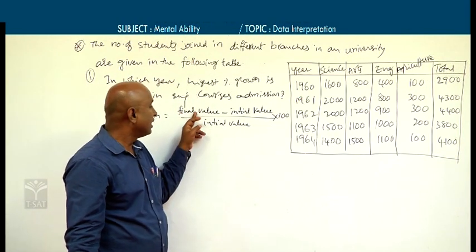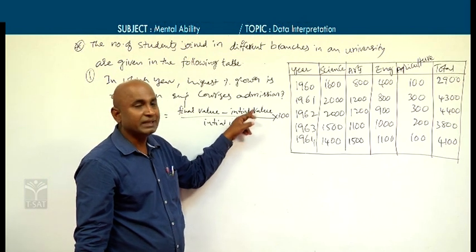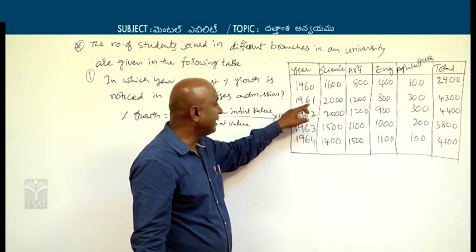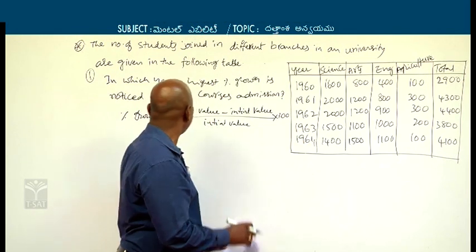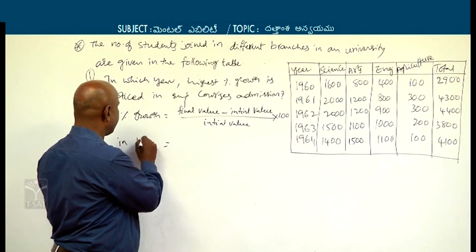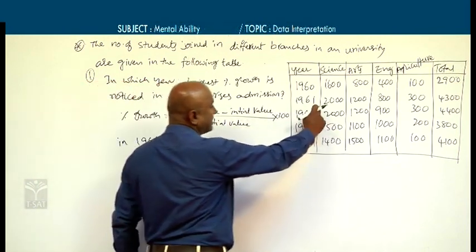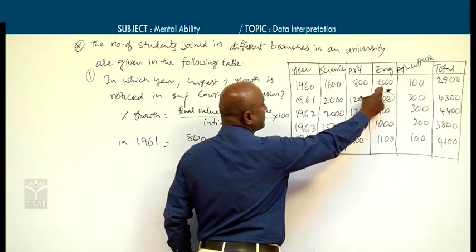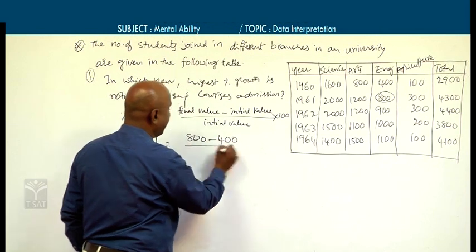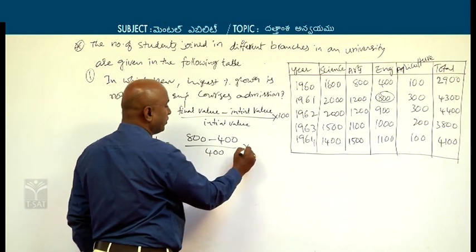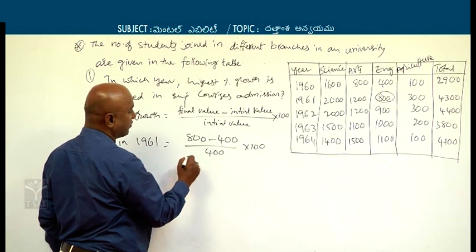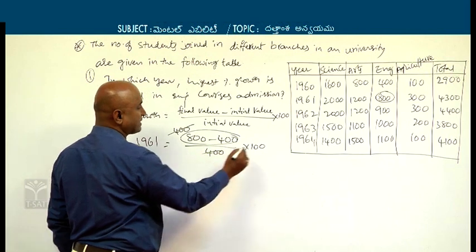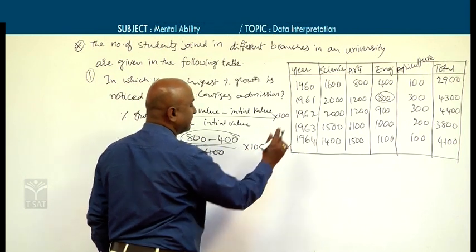For 1960, in order to find out that growth, rise in the growth, we cannot find. Why? Because the initial value is not there. We cannot say that it is initial or final like that. So for the year 1961 only we can find that percentage growth in 1961. So final value in 1961 is 800 and initial value before this is 400, by initial value 400 into 100. So 800 minus 400 by 400 is equal to, this 400 gets cancelled, that is 100%.